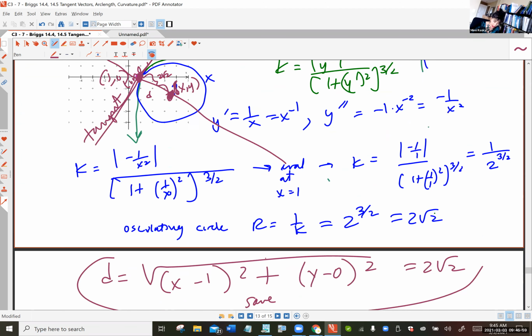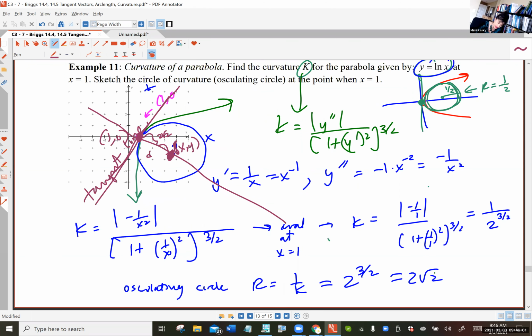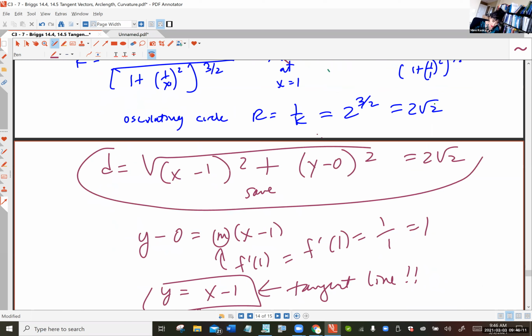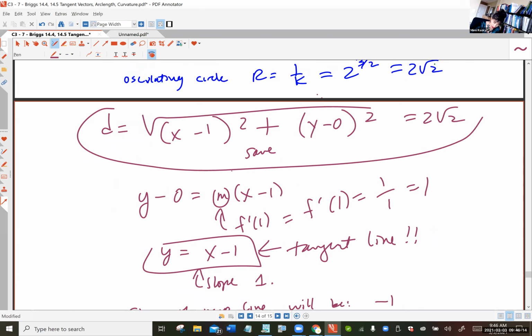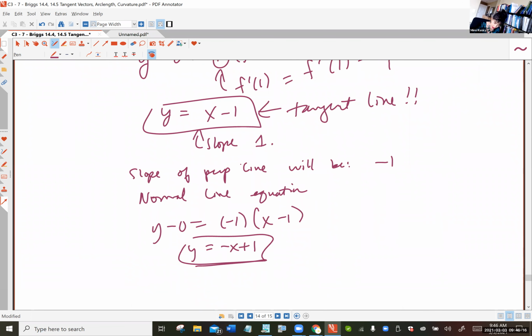Well, if you go back to the picture, the center of this snuggling circle lives on this normal line. This is the normal line. So what does that mean? This value of y that we got, y equals -x plus 1, you're going to plug this into the distance formula that you have right where I said save for later. Are you kidding me? No, I'm not.